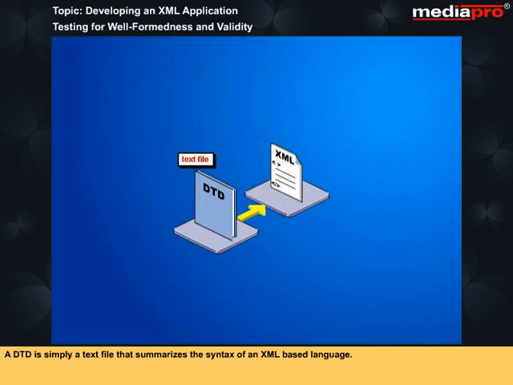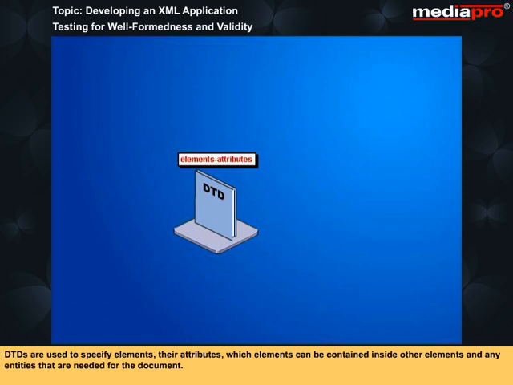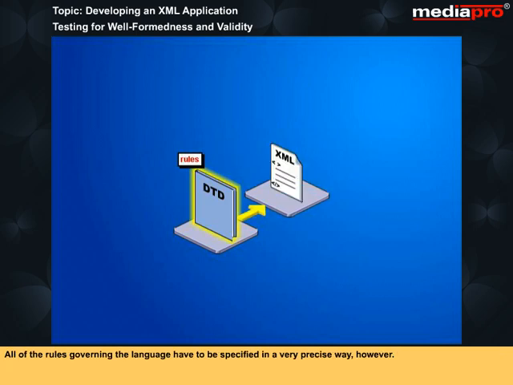A DTD is simply a text file that summarizes the syntax of an XML-based language. DTDs are used to specify elements, their attributes, which elements can be contained inside other elements, and any entities that are needed for the document. All of the rules governing the language have to be specified in a very precise way, however.